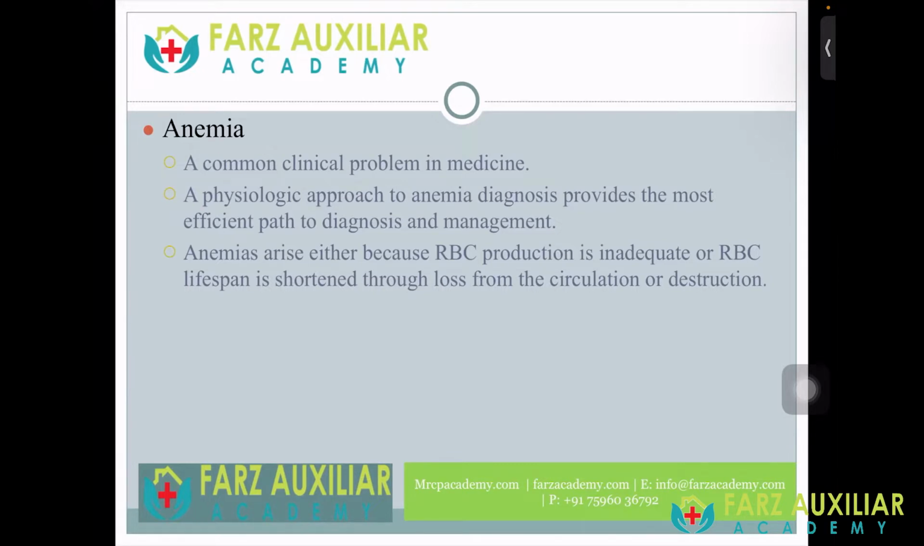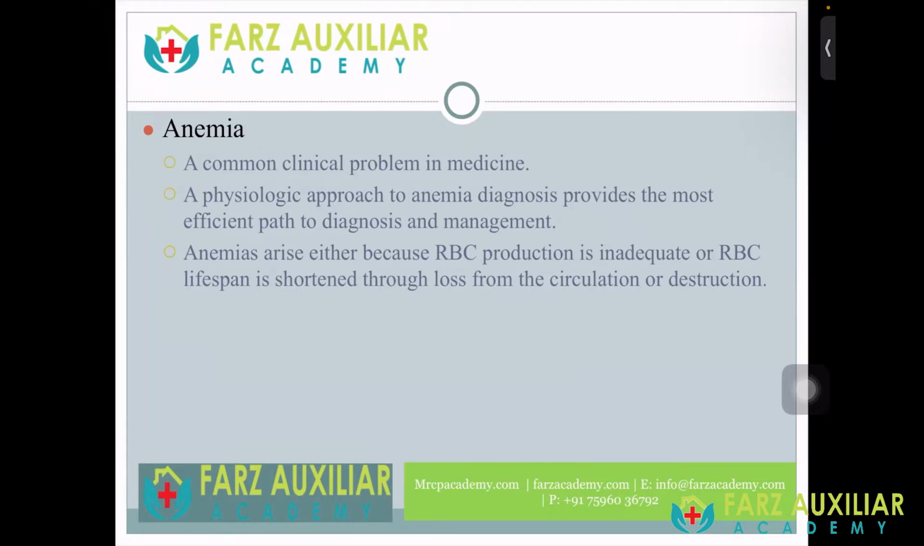So a physiological approach to the diagnosis of anemia requires a very efficient path to diagnose it and then manage it. Not all anemias are iron deficiency anemias, and not all macrocytic anemias are vitamin B12 deficiency anemia. So we have to see the anemias in a holistic way and then try to arrive at what we are dealing with and how we are going to manage it.